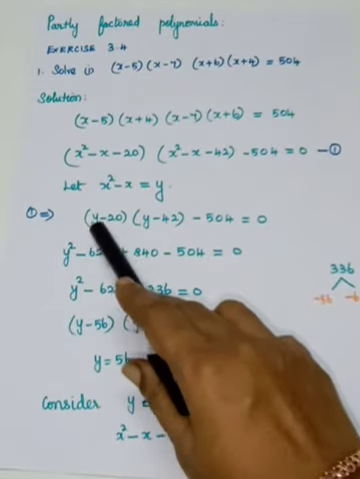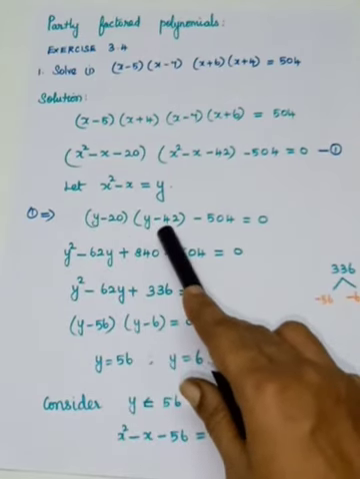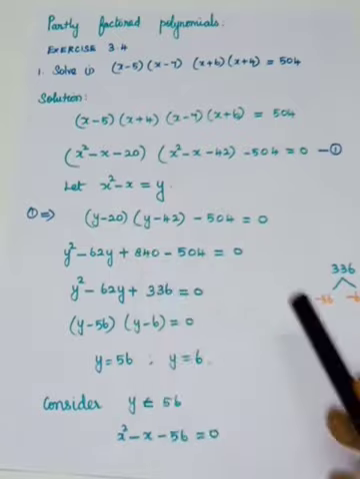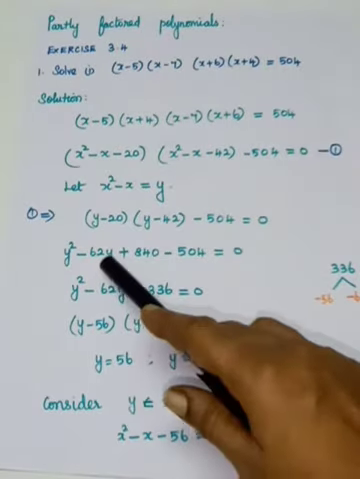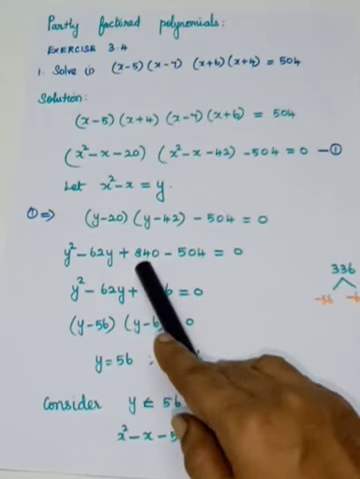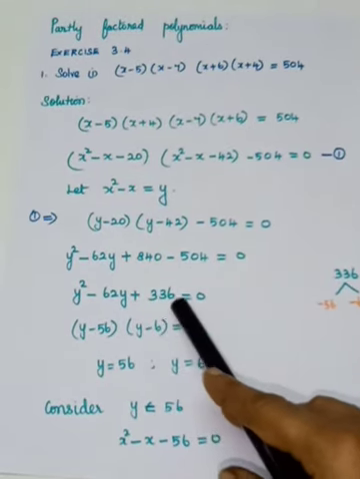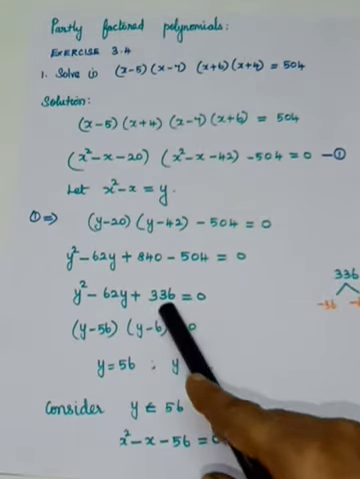So if you multiply, y into y is y squared, y into minus 42 is minus 42y, and minus 20y. So minus 42y minus 20y is minus 62y, and minus 20 into minus 42 is plus 840. Minus 504 is equal to 0. So when you calculate these two, it is 336. Okay, so the product is 336 and the addition is minus 62, means you will have the numbers minus 56 and minus 6. So it is y minus 56 into y minus 6 is equal to 0. So y is equal to 56 and y is equal to 6.